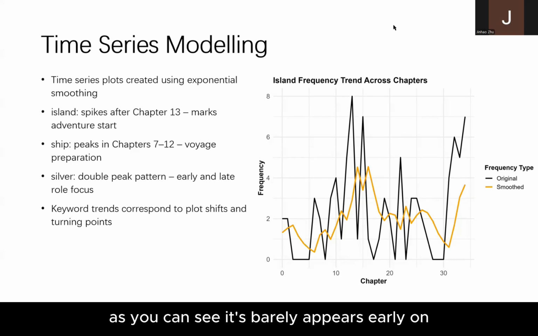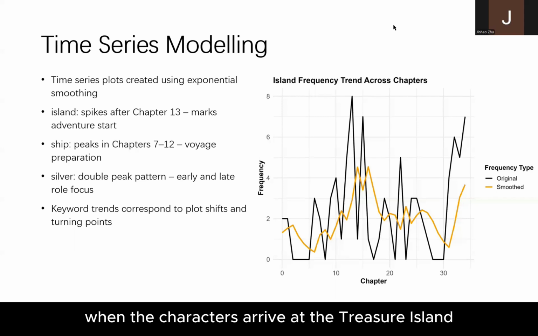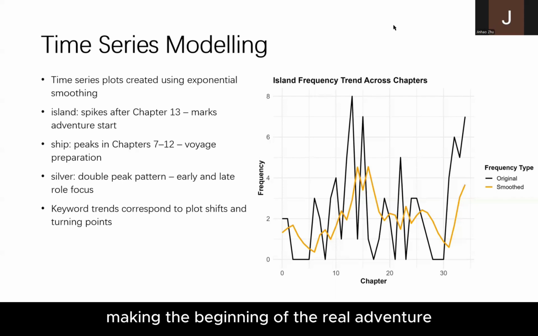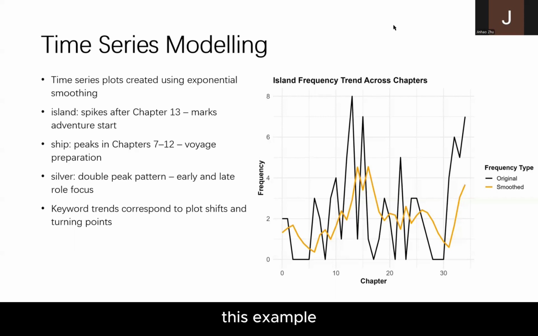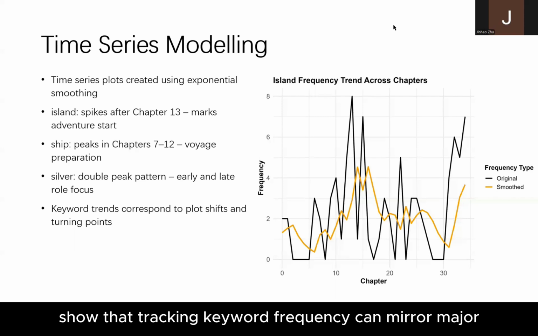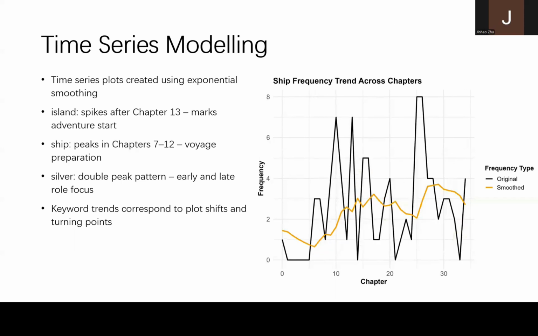As you can see, it barely appears early on, but after chapter 13, there is a sudden sharp rise. This matches the moment when the characters arrive at the treasure island, marking the beginning of the real adventure. From that point on, the word remains common until the end, showing that the island becomes the story's center stage. These examples show that tracking keyword frequency can mirror major plot developments.